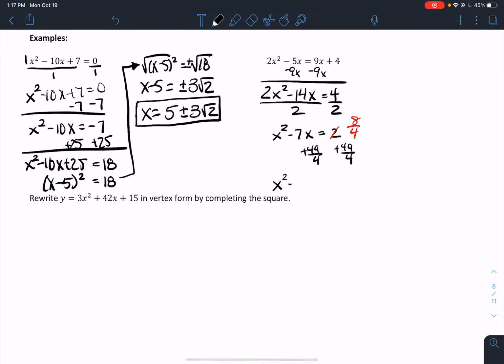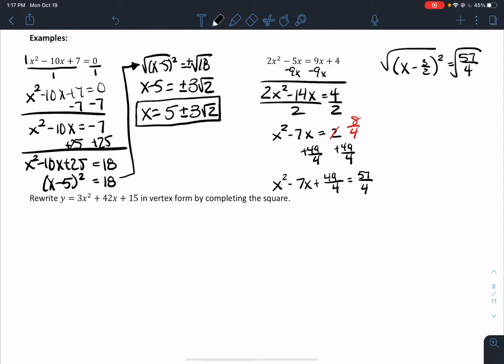x squared minus 7x plus 49 over 4 equals 57 over 4. I'm going to factor that left-hand side. Remember, it always works out this way, so it would be x minus 3 halves squared. It's always half of that middle term, or the square root of the last term, however you want to think about it. That equals 57 over 4.